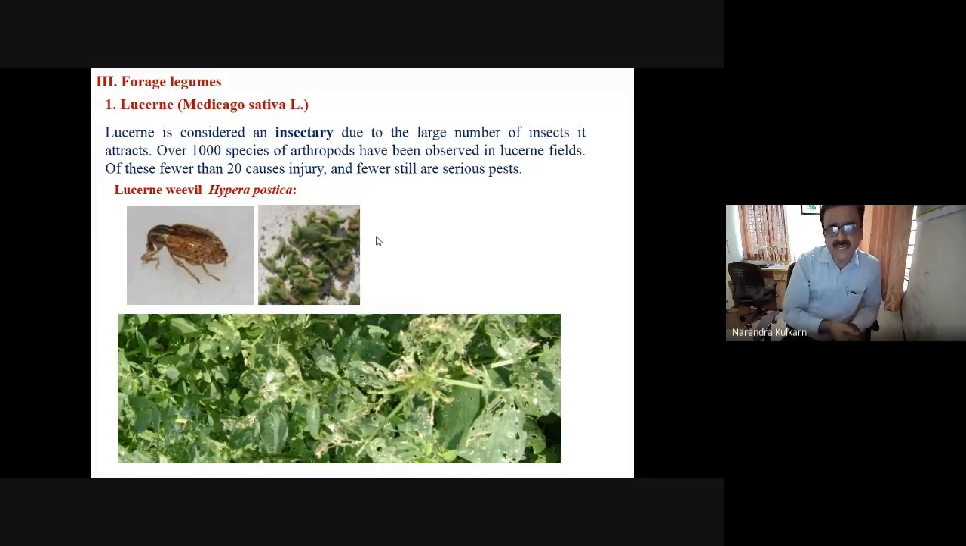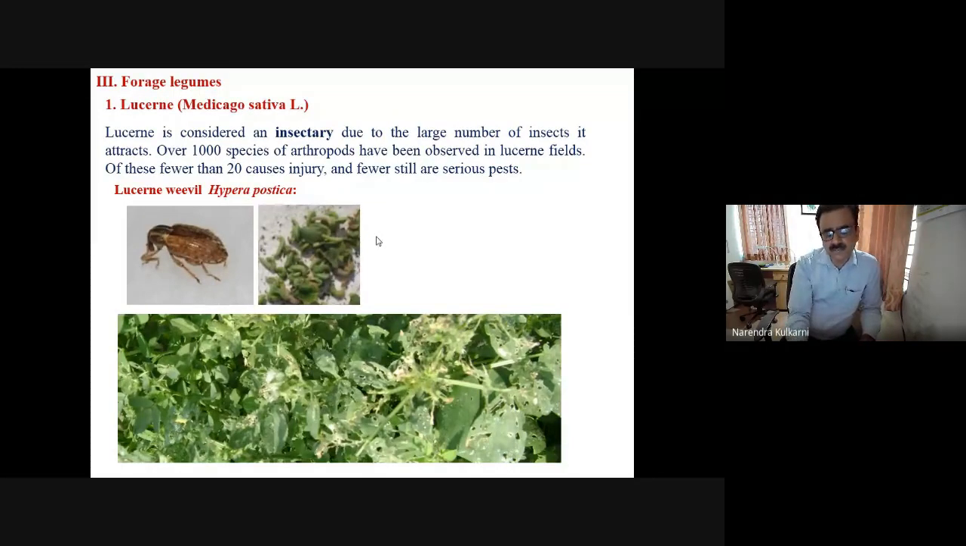Every year they get 11 cuts. Excellent proteinaceous fodder. Per day, by just providing 2 kg of this green fodder to the animal, there will be a substantial increase in the milk yield, as well as a substantial increase in the fat content of the milk, because of this lucerne supplement. So in Karnataka now, farmers are taking up this crop in a large way.